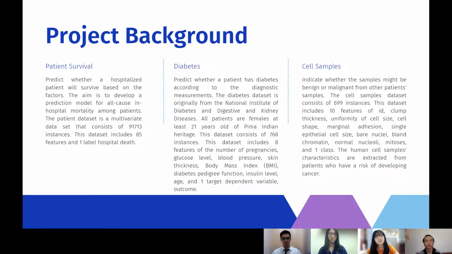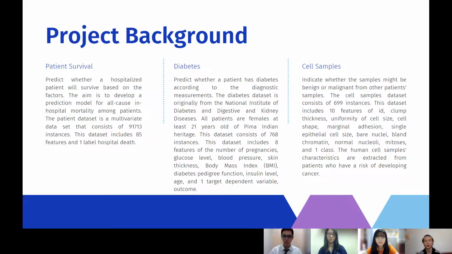Next, the dataset is diabetes. It predicts whether the patient has diabetes according to the diagnosis measurements. The diabetes dataset originally comes from the National Institute of Diabetes and Digestive and Kidney Diseases. All patients are female, at least 21 years old, of Pima Indian heritage. This dataset contains 768 instances. This dataset includes 8 features such as the number of pregnancies, glucose level, blood pressure, and so on, and one dependent variable, the outcome.